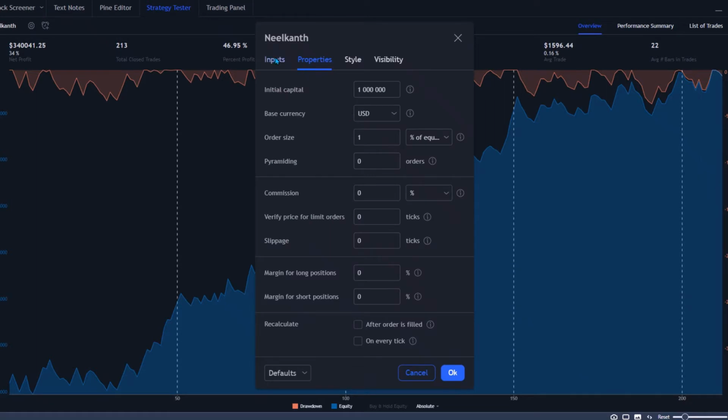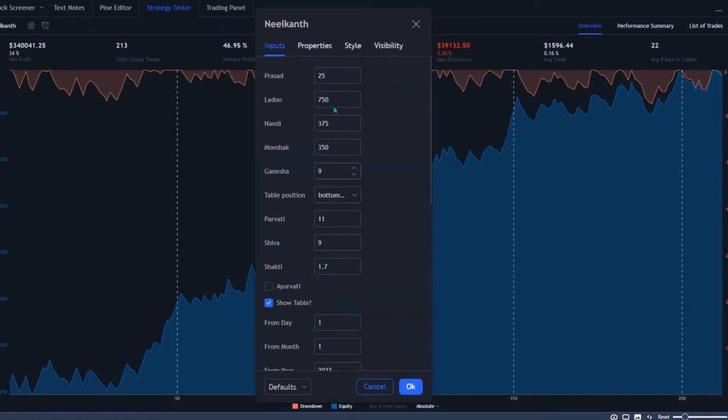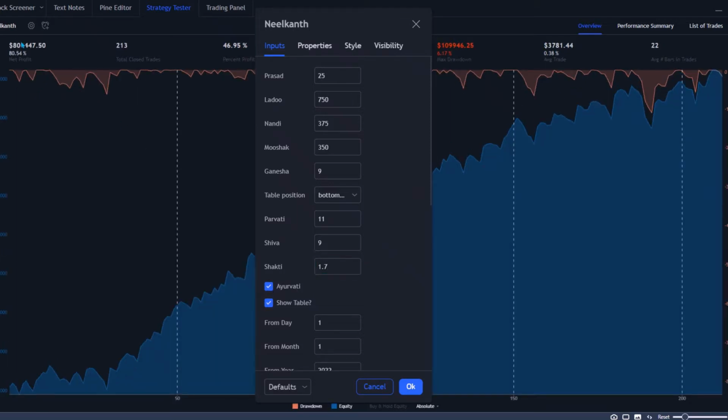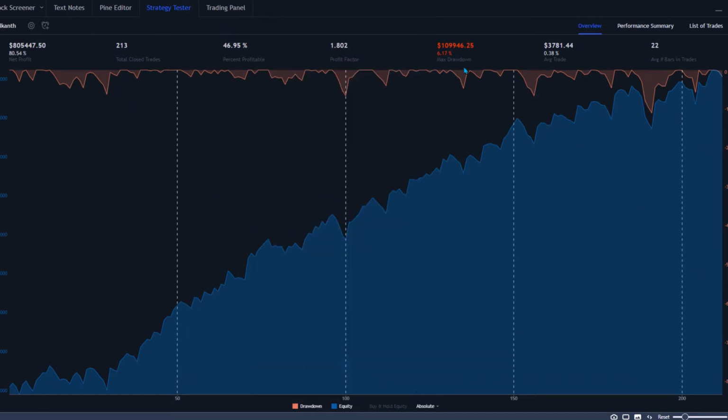There are other parameters as well. Shiva, Shakti, and Parvati. These are all names I've given to my logics. So here is something, Ayurvati. Ayurvati is the goddess of medicine. So if you just enable this, you can see there is a huge jump in the profitability, and of course with a huge jump there is a good amount of drawdowns as well.